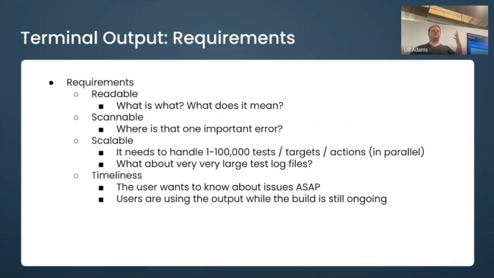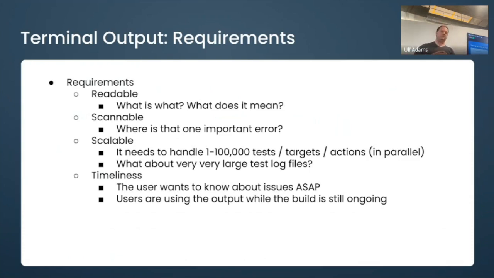Now, I went into myself and thought about this and tried to come up with requirements for this terminal output. What do we want there? Well, we want it to be readable, right? We want to understand what is what. What does it mean? There is some line of text there. Where is it coming from? We want it to be scannable. If there is one error in your build output, you want to be able to scroll to the right location quickly, ideally. Or maybe you want the error to be always visible.